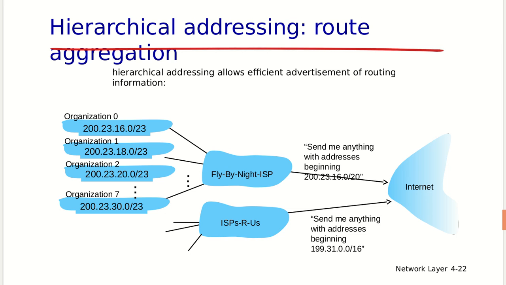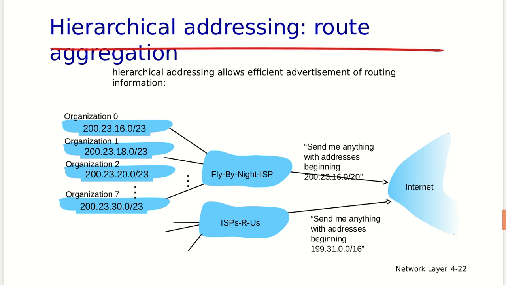Second example is for ISPs-R-Us. Similarly, it can also have multiple organizations which are connected to this ISP. All of them basically can be covered by a single IP address range of 199.31.0.0/16. So instead of having multiple different entries in the routing table, you can just put this particular IP address range in the routing table, and all the routers on the internet, whenever they want to send something to the organizations which are connected to ISPs-R-Us, simply need to forward it to ISPs-R-Us using this particular single entry.